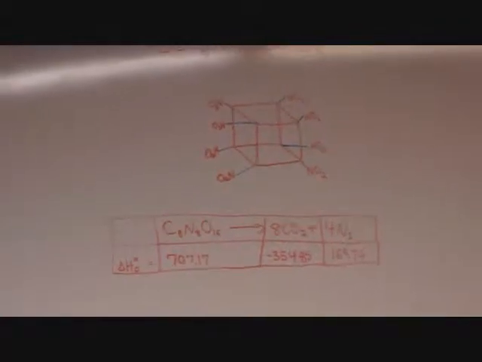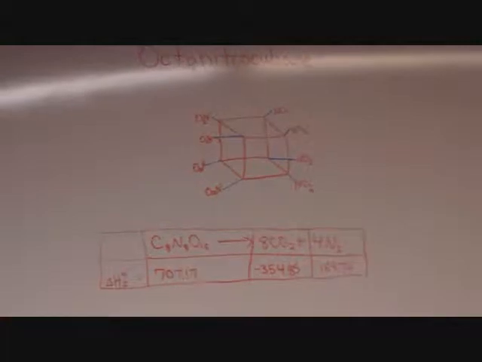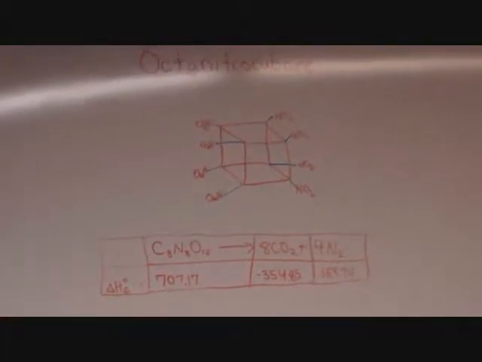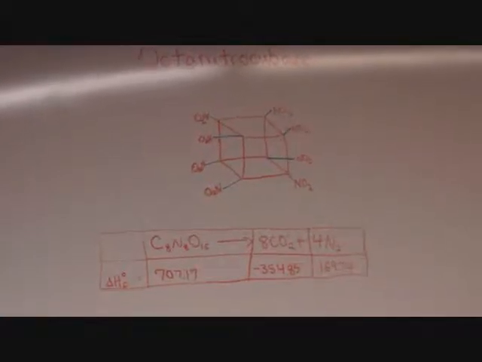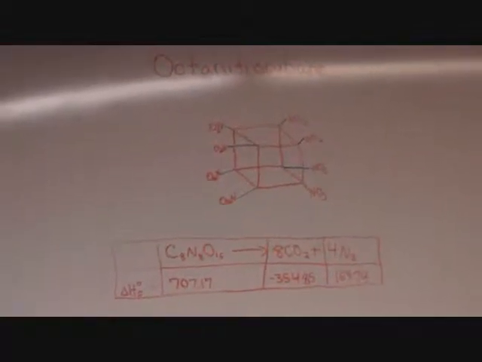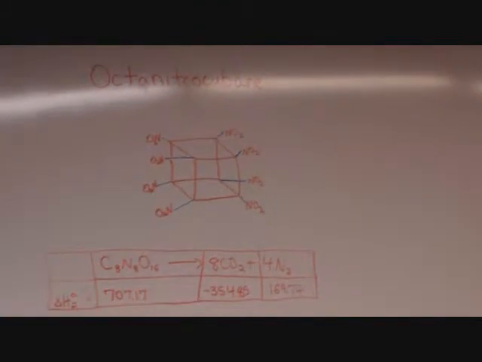Octonitrocubane, or ONC, is the most powerful explosive known to man, even more powerful than the common military explosive, HMX. In this lab, we will determine the heat of combustion for both octonitrocubane and HMX to prove that octonitrocubane is more powerful than HMX.